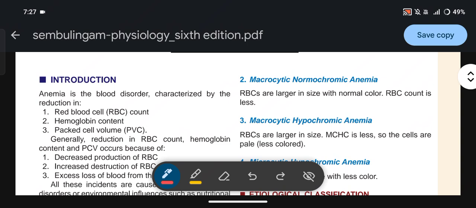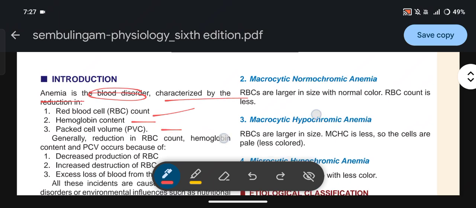So what is anemia? First of all, anemia is a blood disorder. It is a blood disorder characterized by the reduction in red blood cell count, hemoglobin content, and packed cell volume. It is basically the blood disorder which is characterized by the reduction in either red blood cell count or hemoglobin content or packed cell volume or both of these.